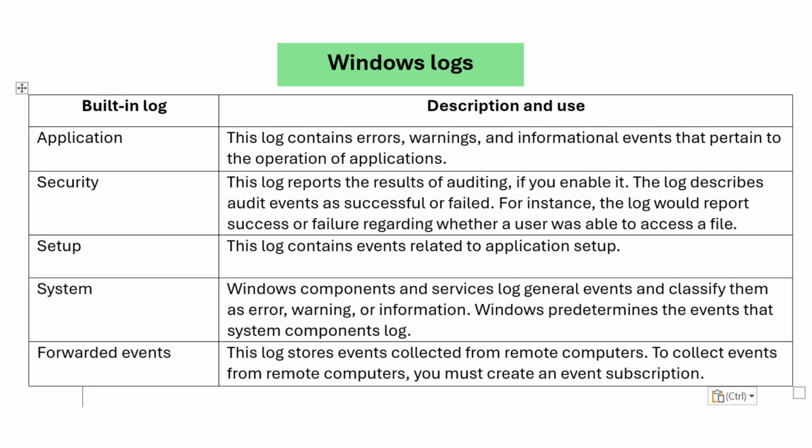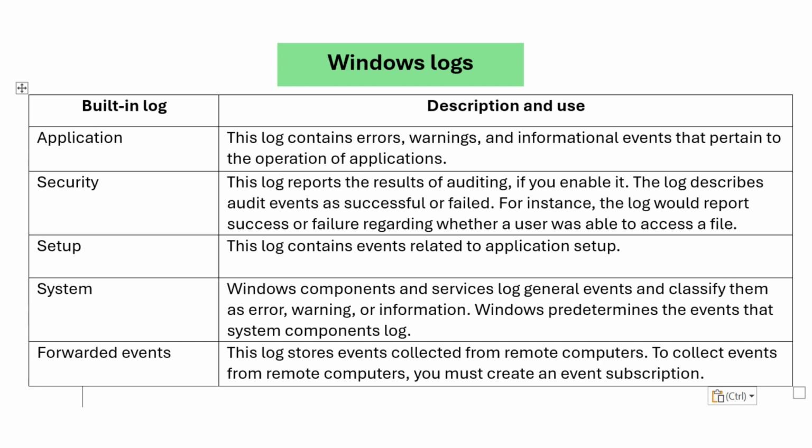Built-in log, description and use. Application. This log contains errors, warnings, and informational events that pertain to the operation of applications. Security. This log reports the results of auditing, if you enable it. The log describes audit events as successful or failed. For instance, the log would report success or failure regarding whether a user was able to access a file. Setup. This log contains events related to application setup. System. Windows components and services log general events and classify them as error, warning, or information.